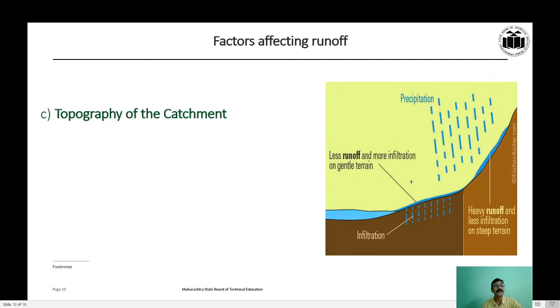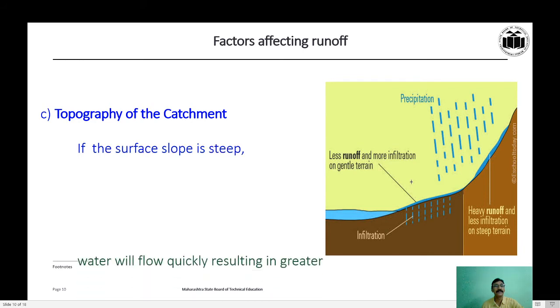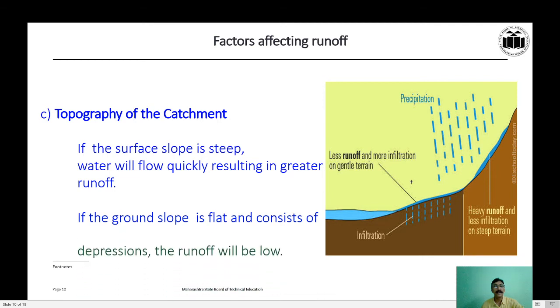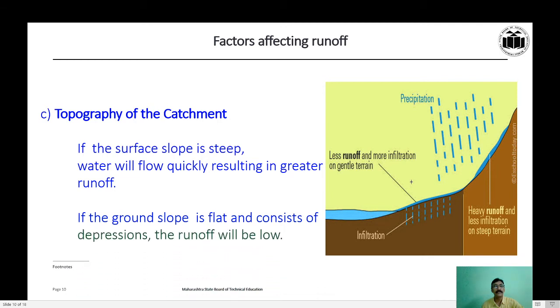Next factor is topography of the catchment. If the surface slope is steep, as shown in figure, water will flow quickly, resulting in greater runoff, whereas if the ground slope is flat and consists of depressions, the losses will be more and the runoff will be low.